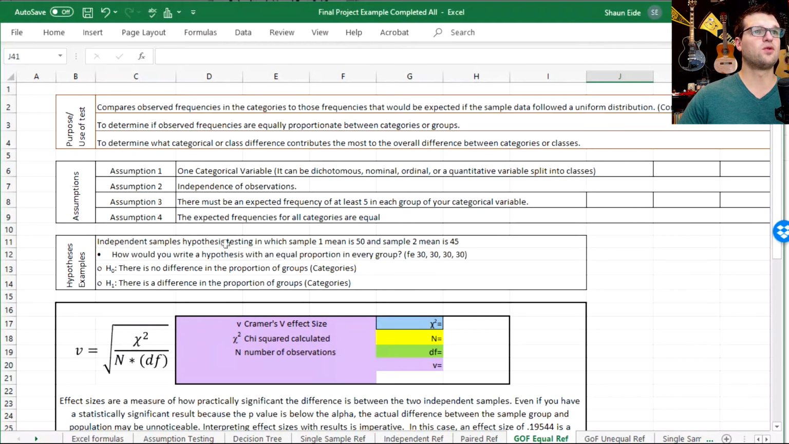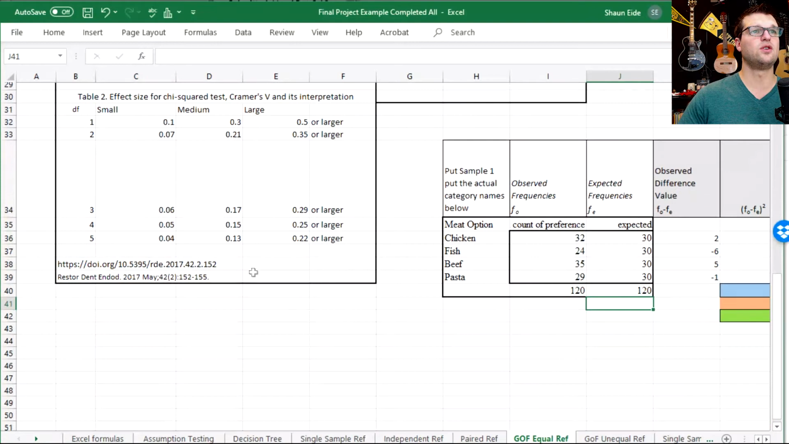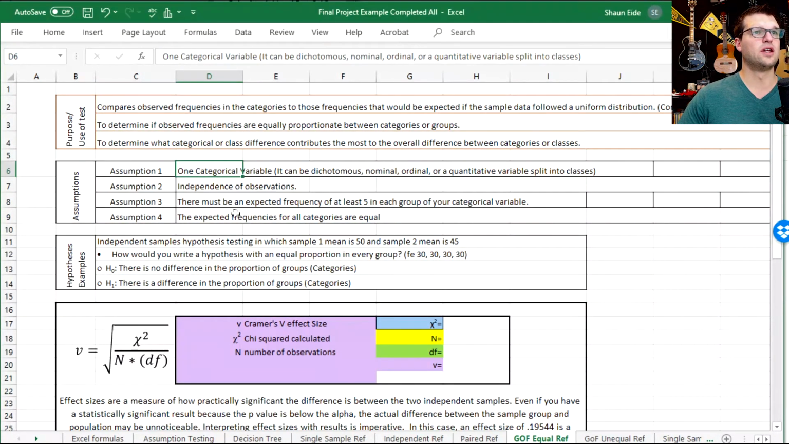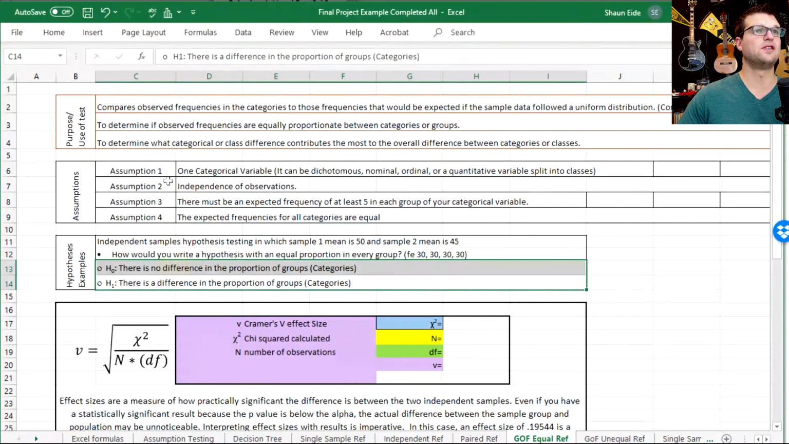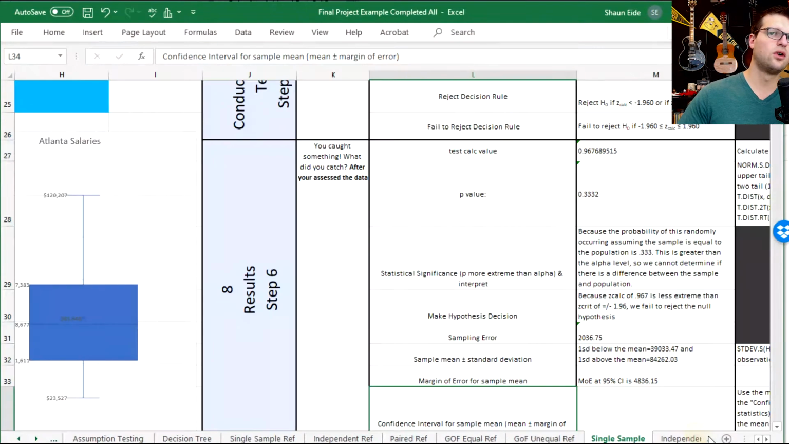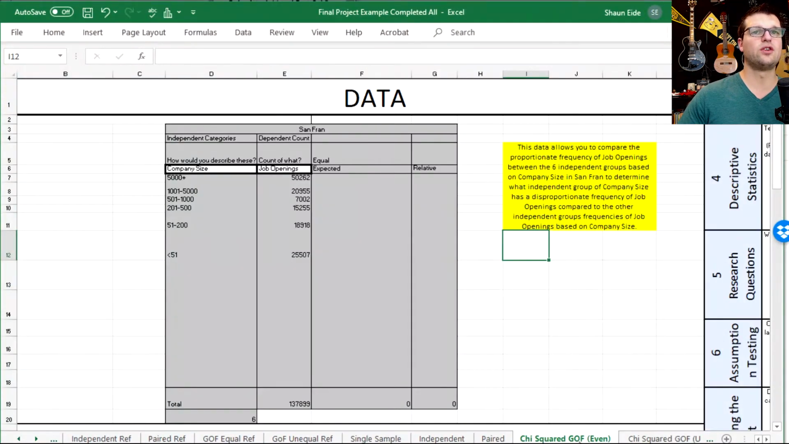And so you've got all of this wonderful information right here that gives you more information on how to do all of this, and how to write up the hypotheses, the purposes of the test, and so forth. So going a little bit further down, chi-squared goodness of fit for equal proportions. We have all of these, and we want to know, are they equal? And so the first thing that we have to do is fill all of this in really quick.